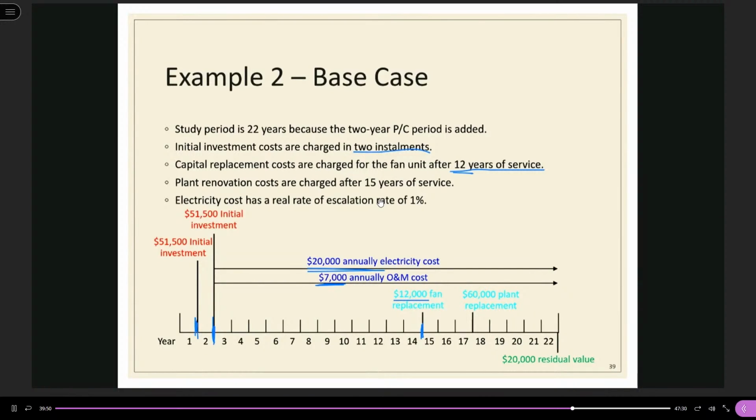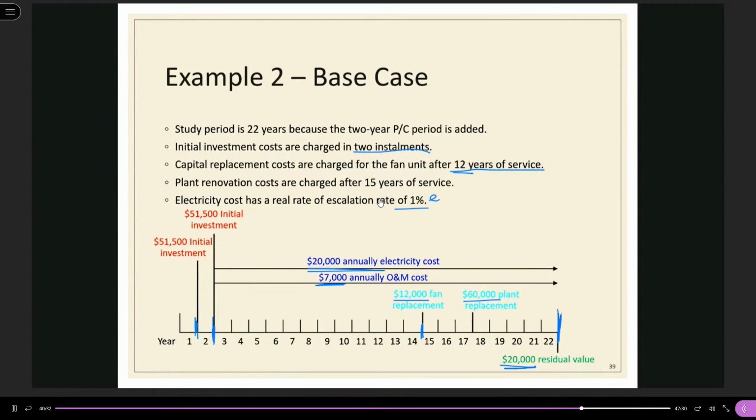Okay, and you need to pay $20,000 for plant replacement so that the plant can last for 20 years of service, so until the end of the 22nd year. And the residual value will increase to $20,000 at the end of the study period. Okay, and the escalation rate is 1%. So this E is 1%.